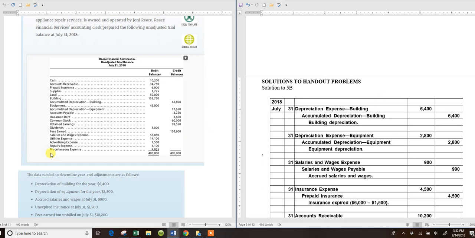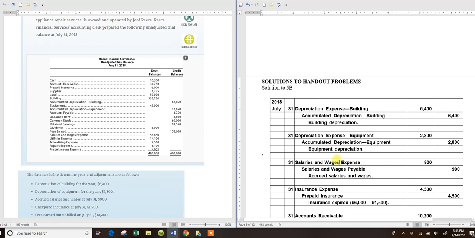I don't have a line for depreciation expense. This is not depreciation expense. That's my contra asset. So I could just add depreciation expense. It's going to be $6,400. I'll put it over here, $6,400. Then I have credit to accumulated depreciation building, $6,400. So right over here, I have a credit of $62,850. I credited here, so I'm just going to write maybe plus $6,400 there, plus $2,800 here.